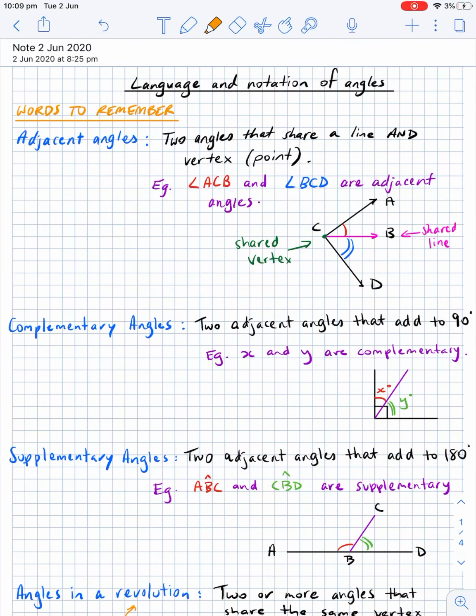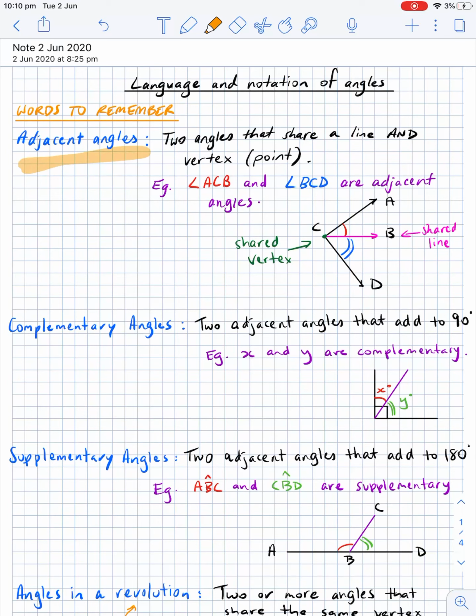Hi guys, for today's video we're going to be dealing with language and notation of angles. What I mean by language is pretty much just the words and the terms that you see here that have to do with angles, and also some of the notations, some of the symbols that you can see here that have to do with angles as well.